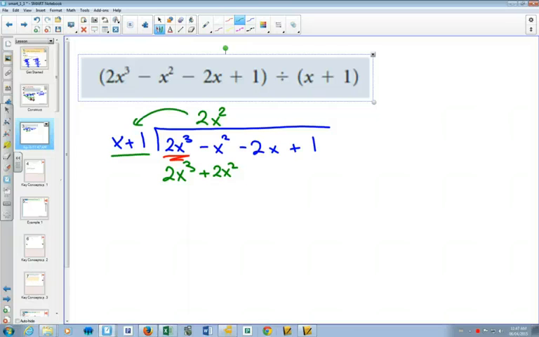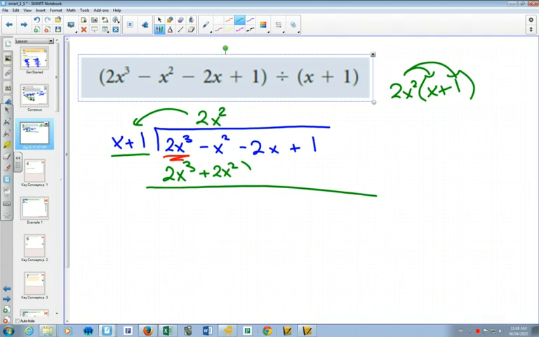See what I'm doing here when I'm multiplying? I'll do it off to the side here. 2x squared times an x plus 1. You would have to distribute, and that would give you 2x cubed plus 2x squared. Now when I subtract, I always put it in brackets so I remember to subtract all of it. This becomes 0. Negative x squared minus 2x squared would become minus 3x squared. And the other ones would just come down because there's no like terms when you're subtracting.